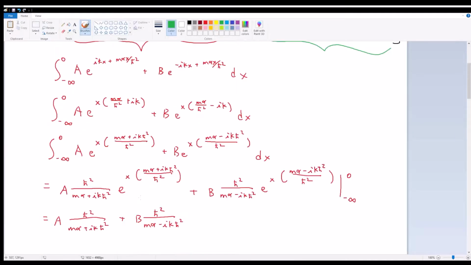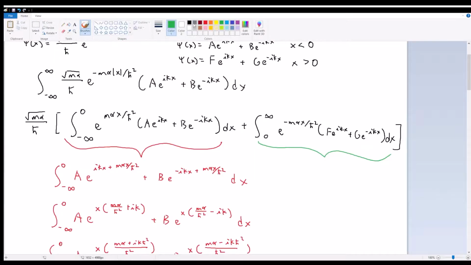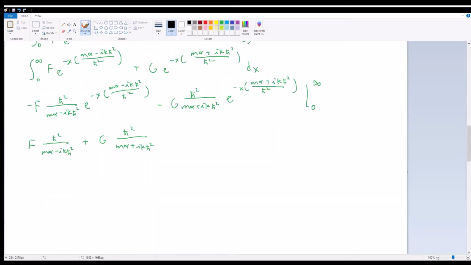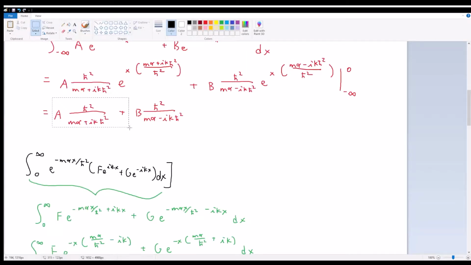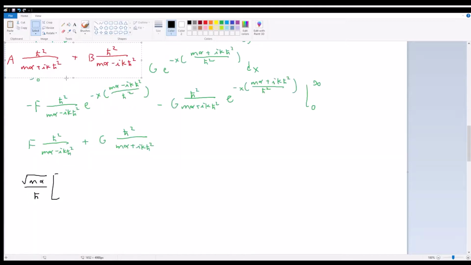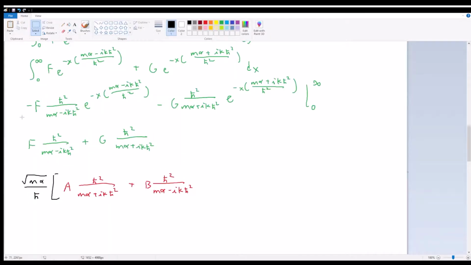So now we just have to plug everything in. What we're going to get is the square root of m alpha divided by h bar, multiplied by these two results. So let's copy paste these, and then close it off with a plus sign in the middle, like that.